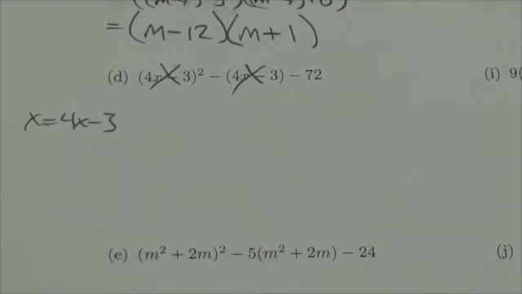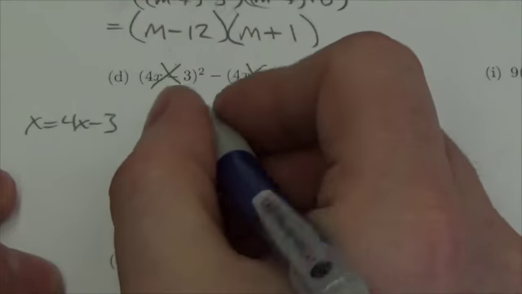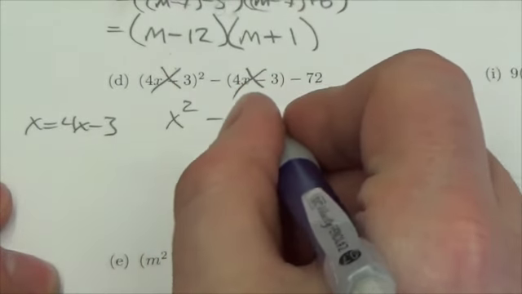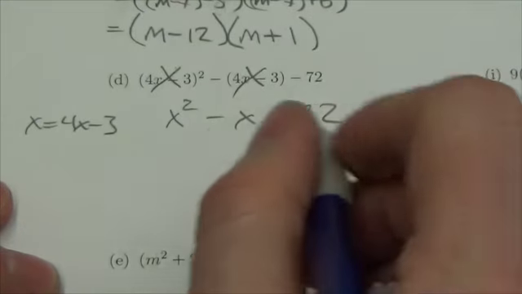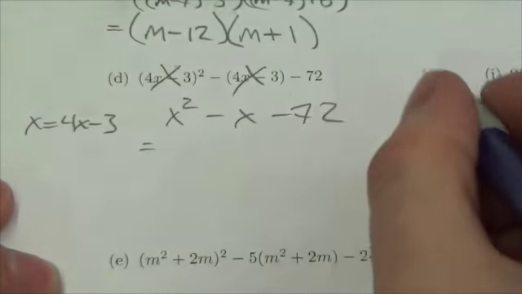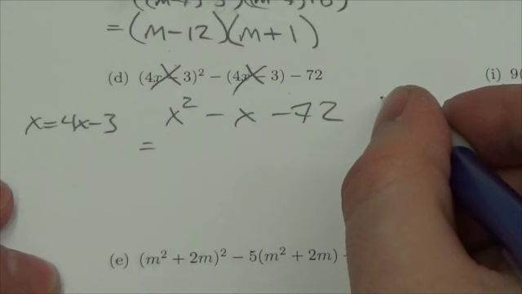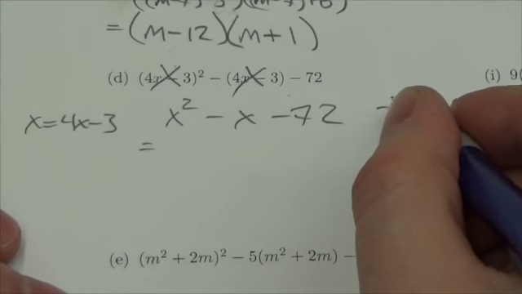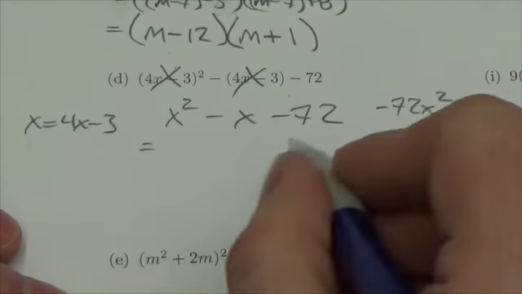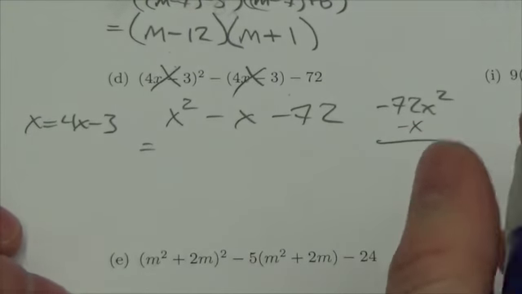just to make this thing a little bit easier so I can see the different levels to the problem. So this becomes x squared minus x minus 72. Okay, so now I'm looking for two numbers, or two terms, whose product is negative 72x squared and whose sum is negative 1x squared.